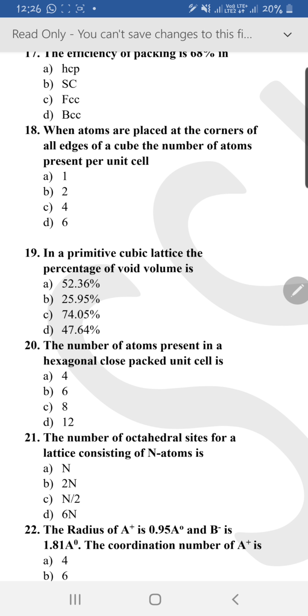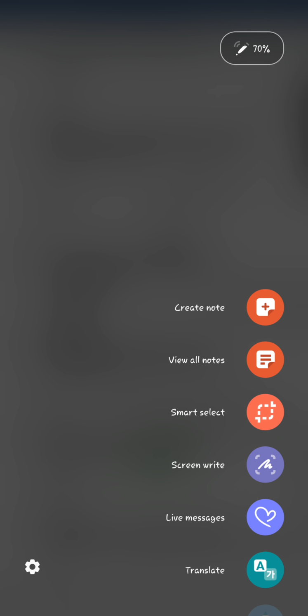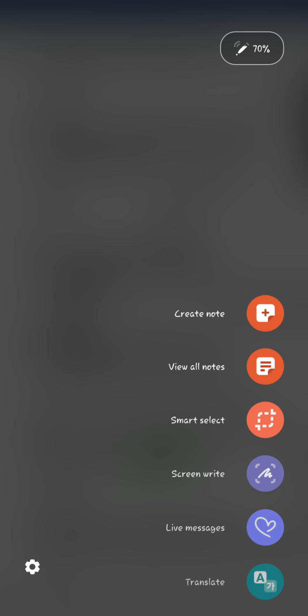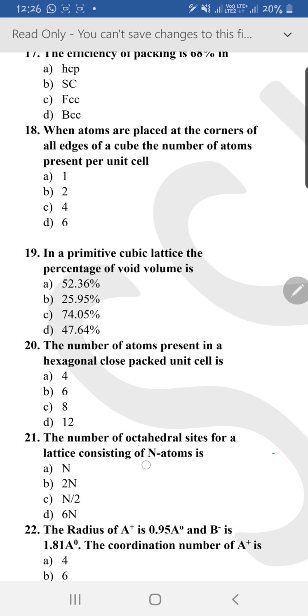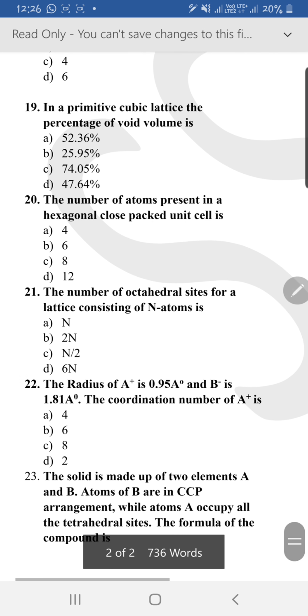Then the number of octahedral sites for a lattice consisting of n atoms. See, what is this n atoms? If n octahedral sites are there, then 2n tetrahedral sites will be there. They are asking the number of octahedral sites for a lattice containing n atoms. Always remember, the number of atoms is always equal to the number of octahedral sites. Therefore, can you tell what is the right option for this one? It is option A. That is n.